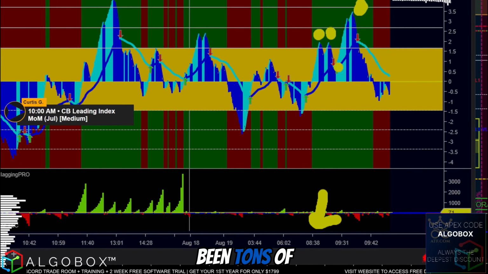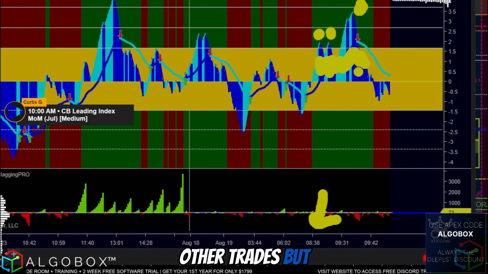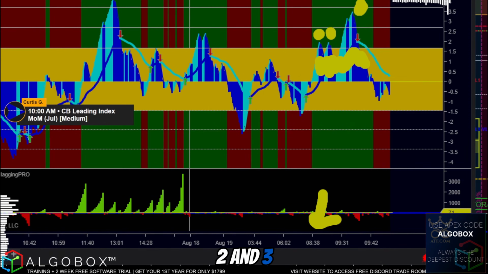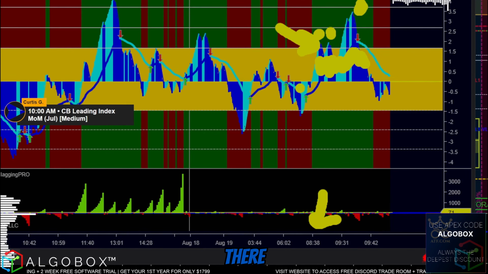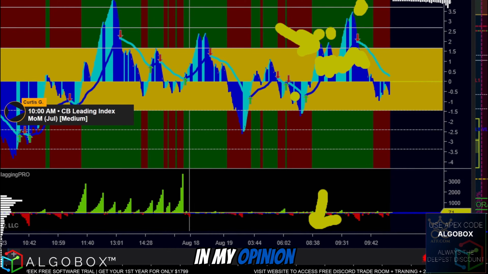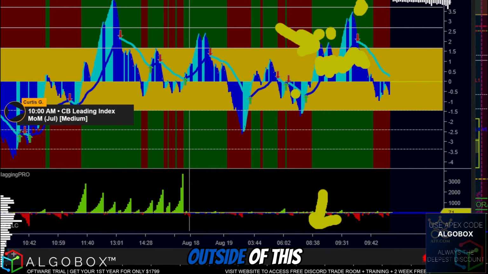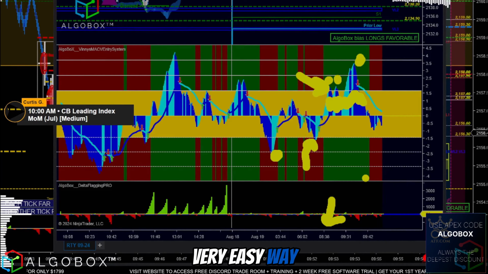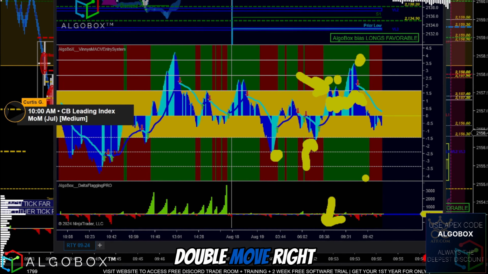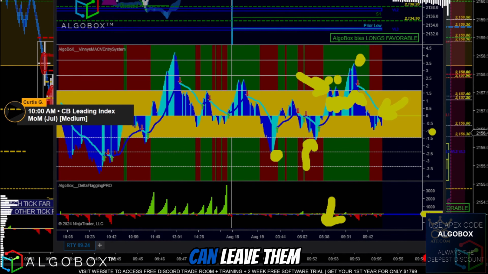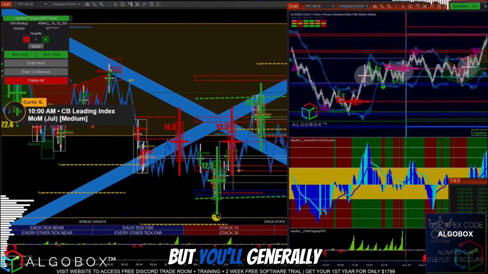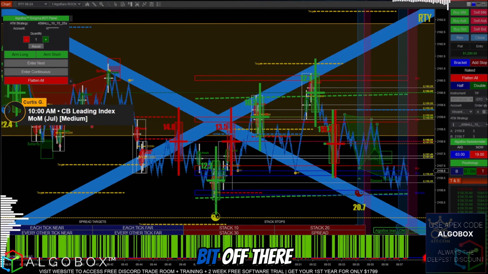So, I mean, there may have been tons of trades down in here, other trades, but if you took them 1, 2, and 3, where we popped right up outside there, you'll find yourself being able to, in my opinion, for me, I like to take the trades when we are outside of this zone better. This is a very easy way to know, am I going to take that double cross, double move right now or not? If I'm inside this area, I can leave them alone. That doesn't mean that they're not going to work, but you'll generally find that the speed will be a little bit off there as well.